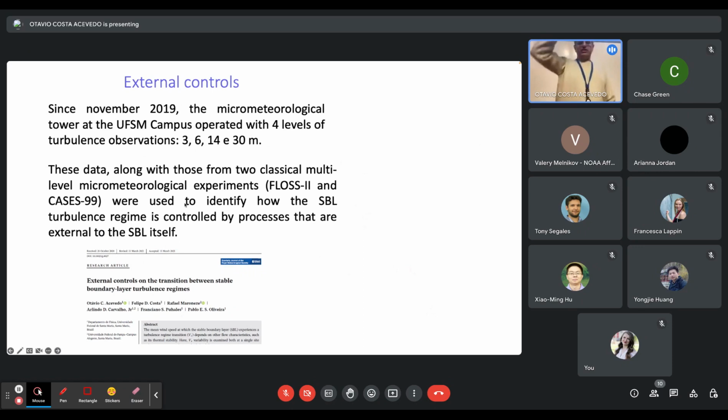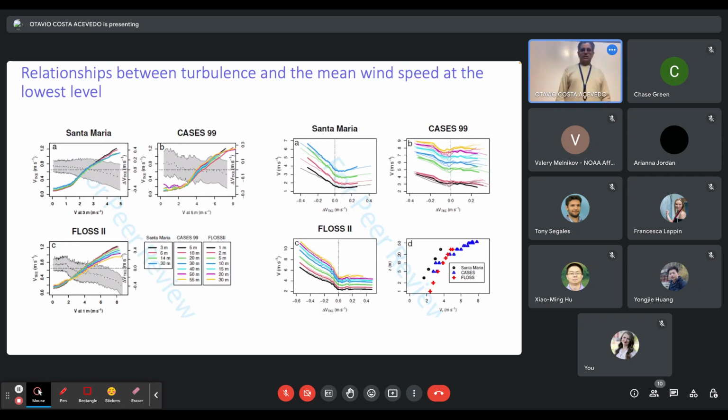All of them have turbulence observations at different levels. This is important because some of the external parameters that we are trying to address are thermal, say soil thermal properties. They are very site dependent. So when we started this study, we had to compare data from different places, and I think this is crucial in boundary layer studies in general. So we have these three sites. Unfortunately, the picture of the tower, which was supposed to be here, is not. I don't know why, but it's a 30-meter tower with, at this time, four levels of turbulence observations.